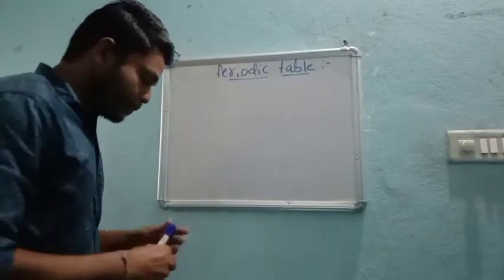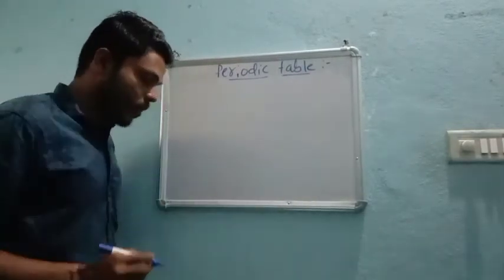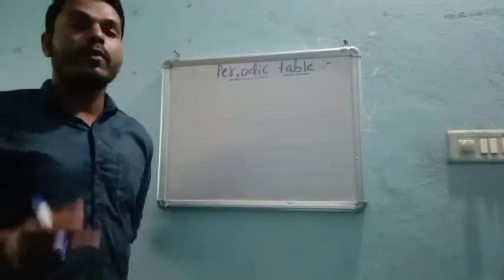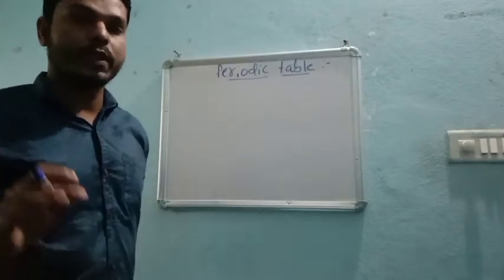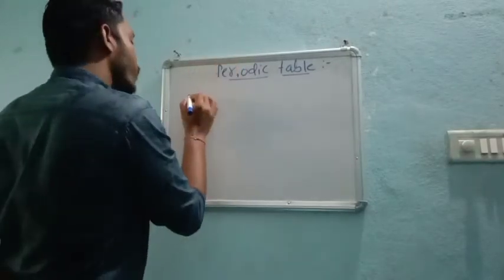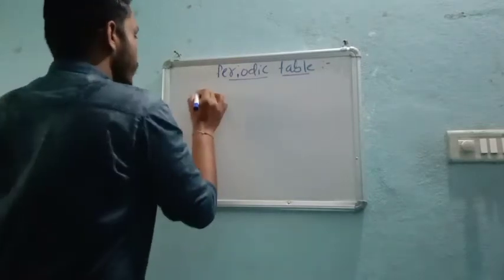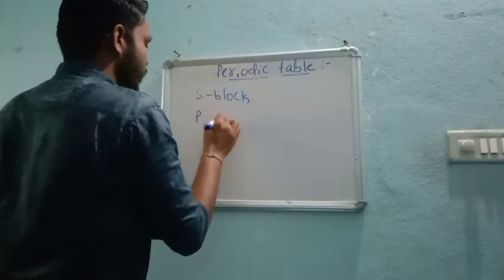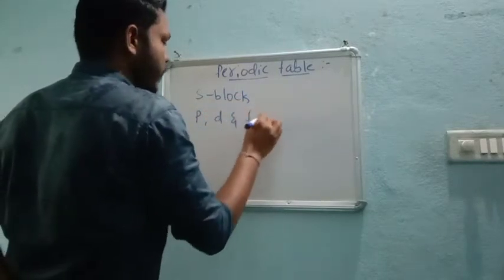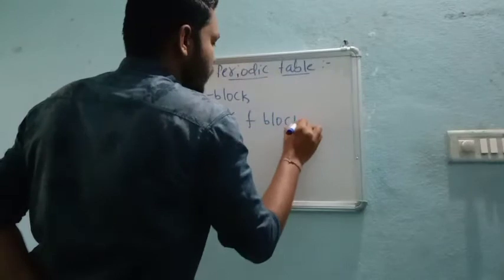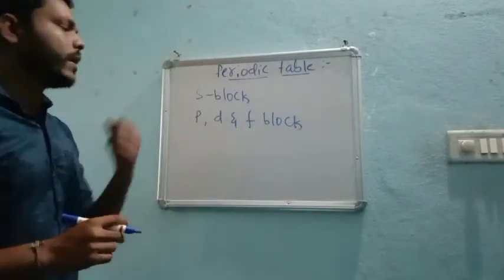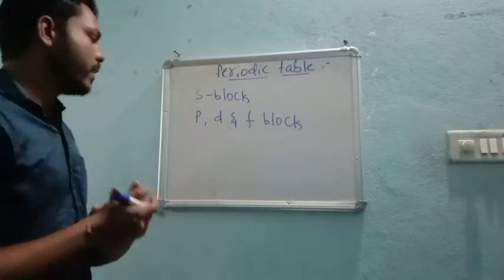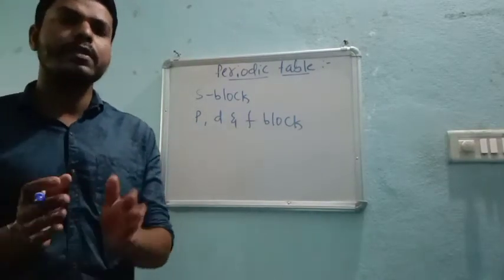So now, after knowing all those properties, finally we came to the conclusion that there are 4 blocks, and those 4 blocks are, again I will write, S block, P, D, and F block elements. So now we will see what are S block elements, what are P block elements, D and F block elements. This is very important.